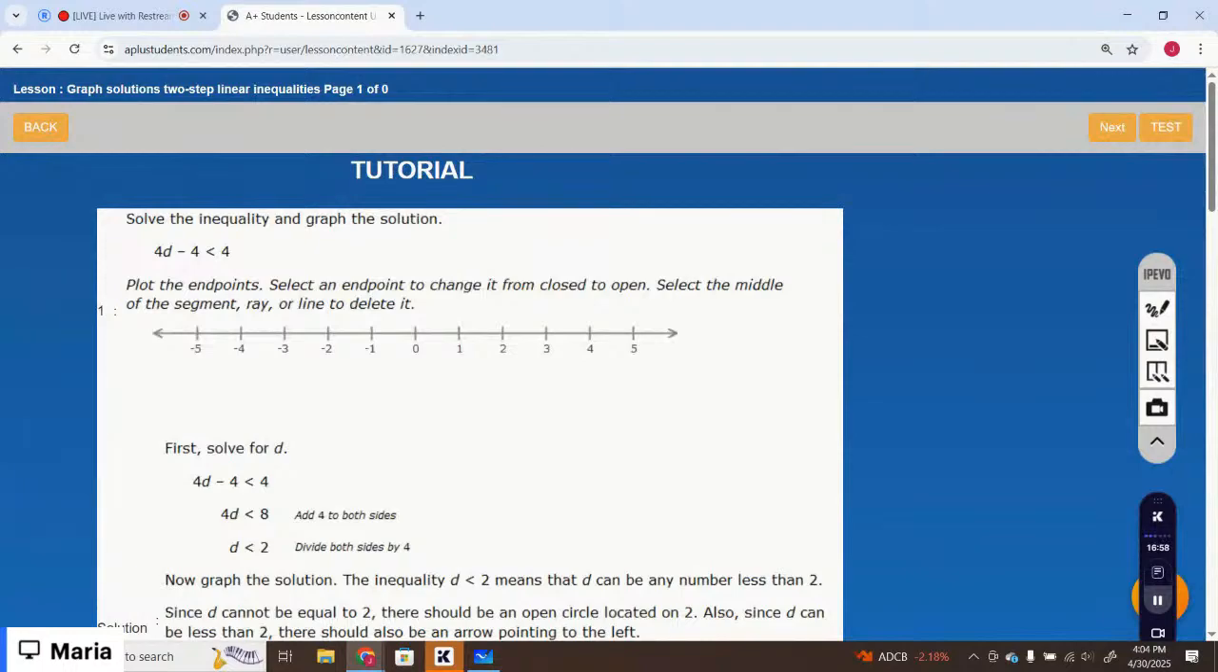So you need to remove that negative 4. So you need to do the inverse operation. You need to add 4 to both sides, right? When you add 4 to both sides, that is 4d is less than 8. Divide both sides by 4, so d is less than 2. The correct option is d is less than 2. Let's start with the test questions.